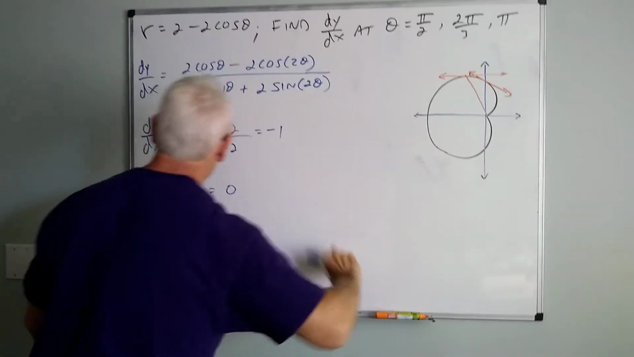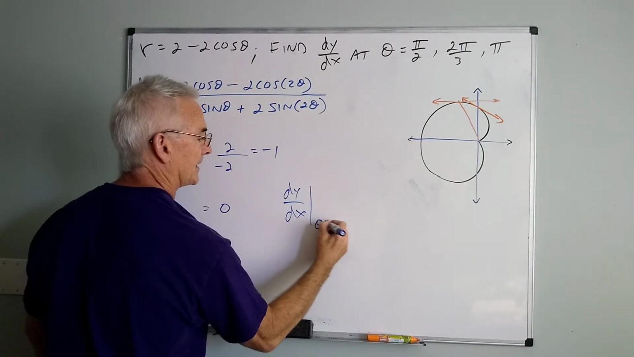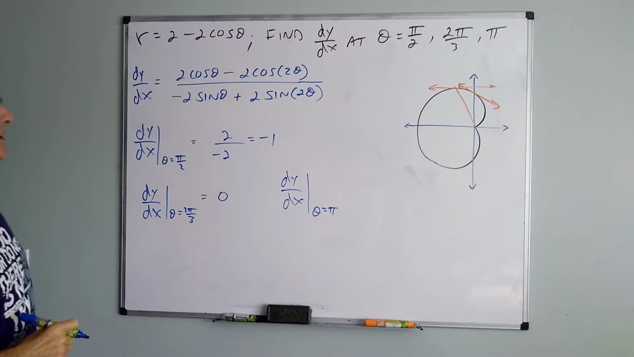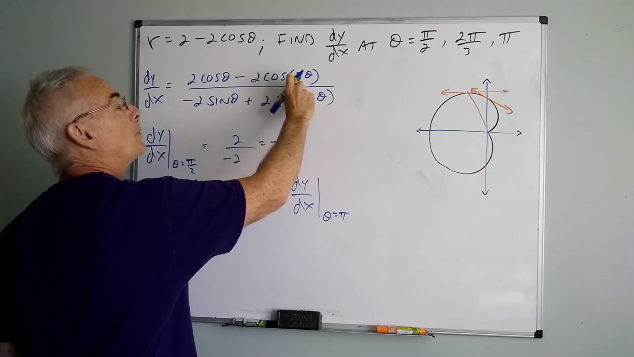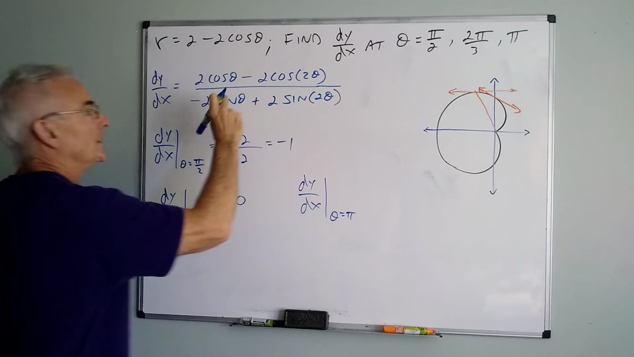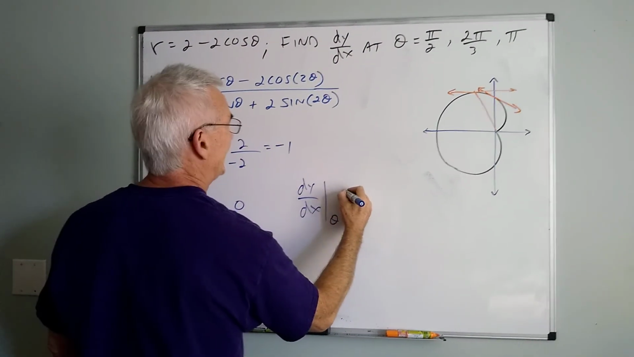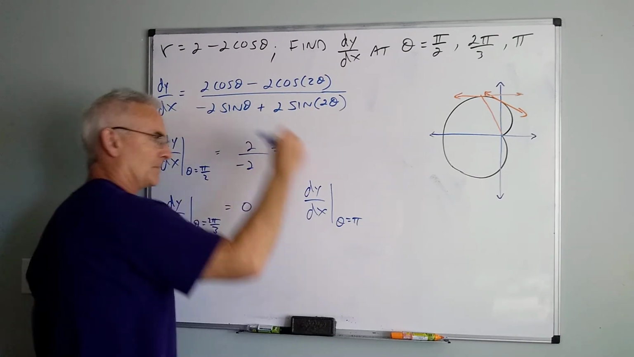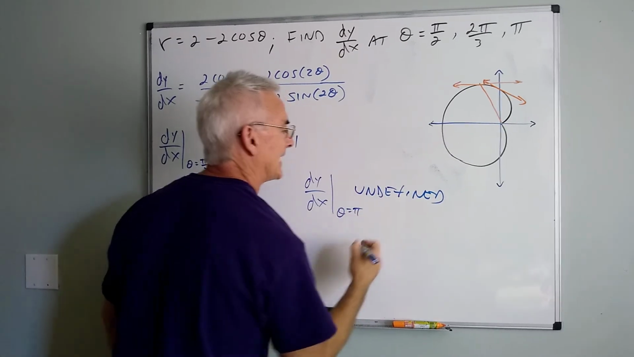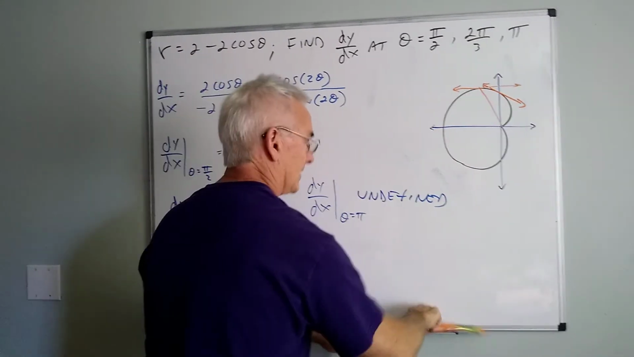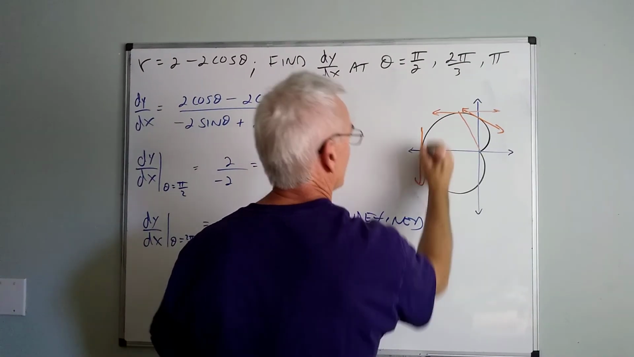And finally, let's consider dy/dx when theta is pi. And again, that should be relatively simple because the cosine of pi is negative 1, the cosine of 2 pi is positive 1, the sine of pi is 0, the sine of 2 pi is 0. So we get a 0 in the denominator this time. Uh-oh, this slope is undefined. But the only way we can have an undefined slope is if I have a vertical line.